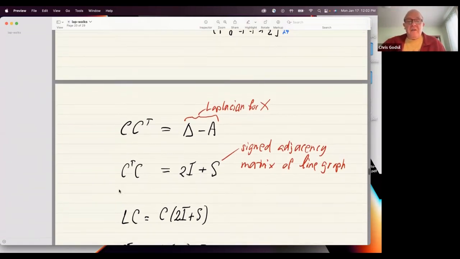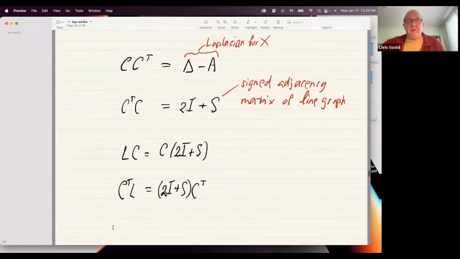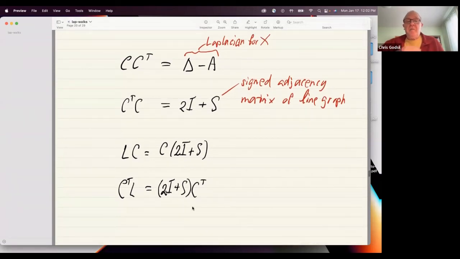But I have those 2 relations. Now, from that, I get 2 consequences. If I take L, the Laplacian, times C, I get C times C transpose C, and C transpose C is 2I plus S. So you get this relation: LC is C times (2I plus S). And taking transpose, for example, you get C transpose L equals (2I plus S) times C transpose.